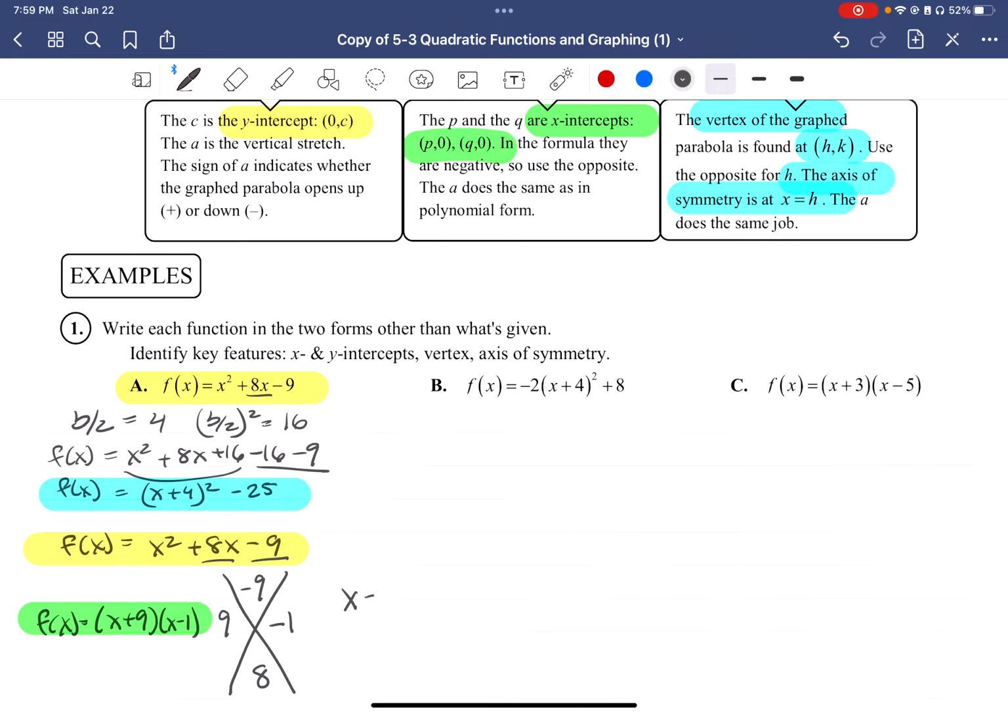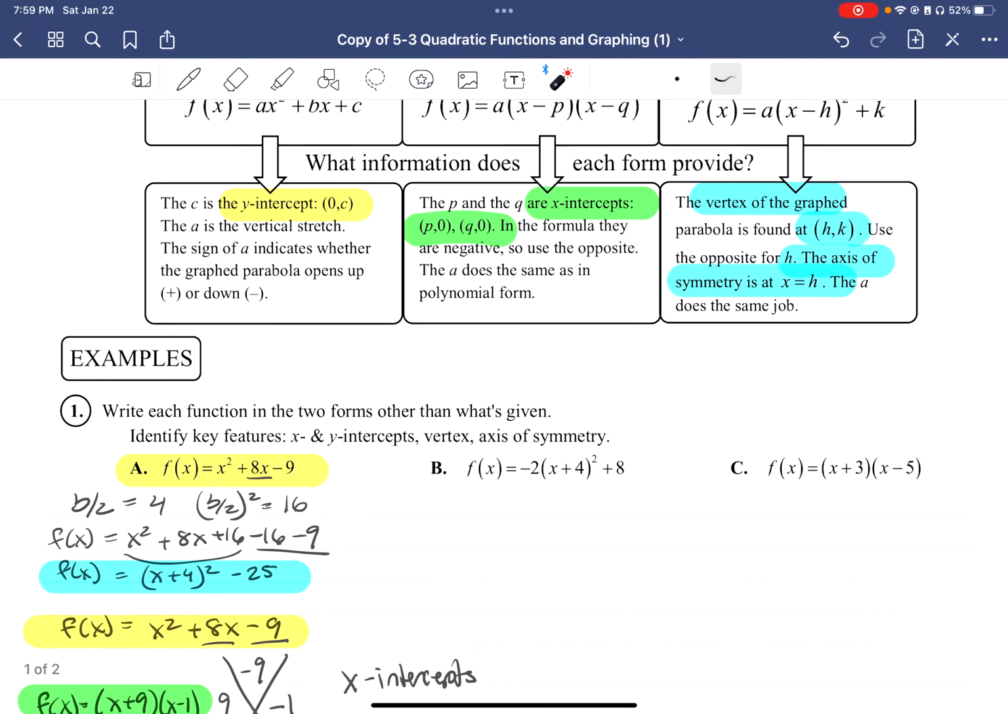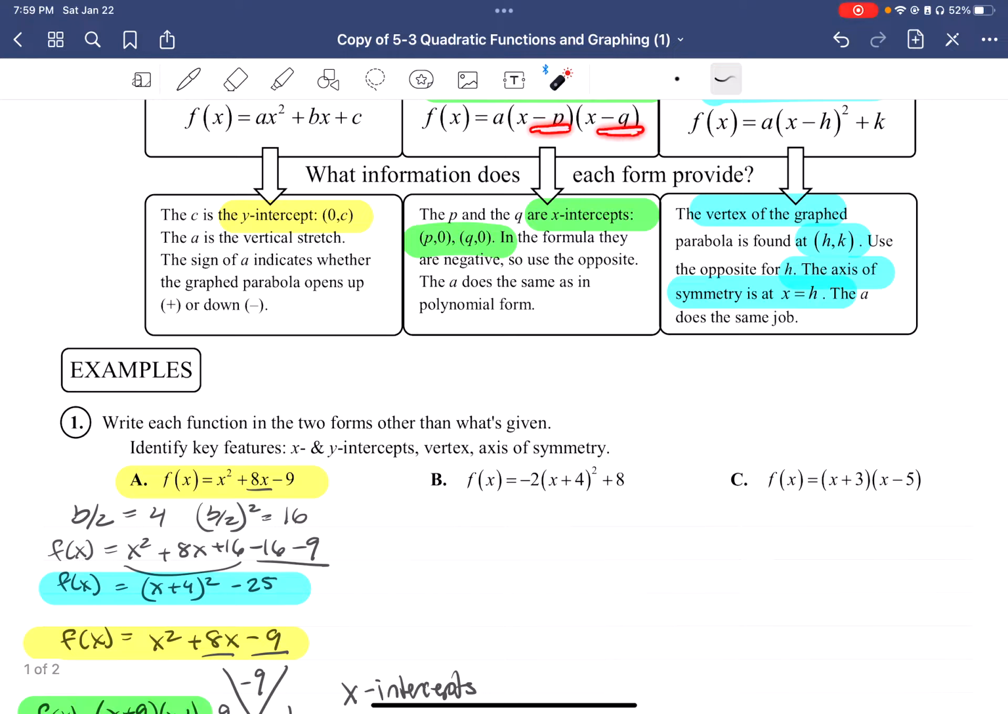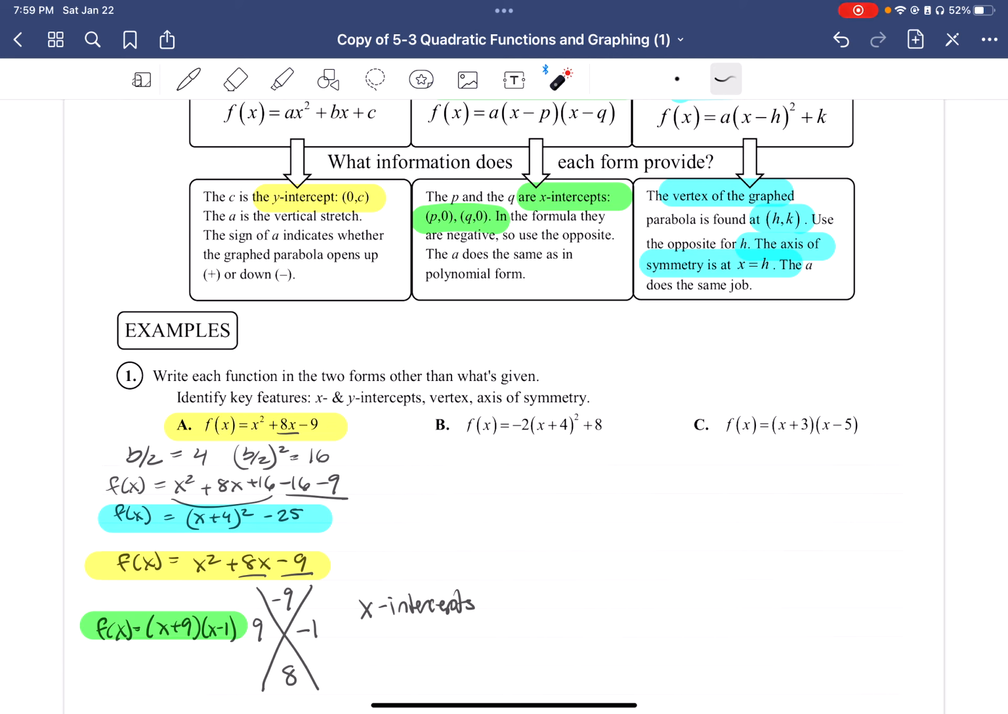So our x-intercepts are at these points p and q. And remember, it says we have to use the opposite, because if you see in our equation, they're negative right here, but then when you write them as points, they're positive. So we have to take the opposite of them. You should be remembering that because we've been doing that a lot. So we have two of them, and they are going to be (-9, 0) and (1, 0). So those are our x-intercepts.